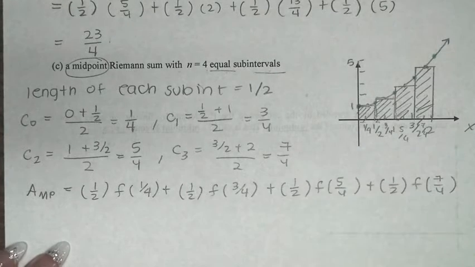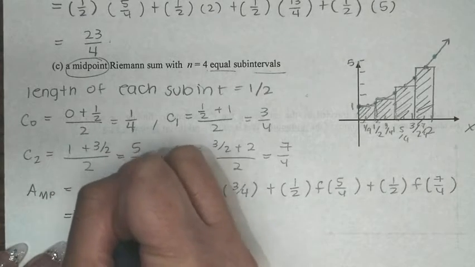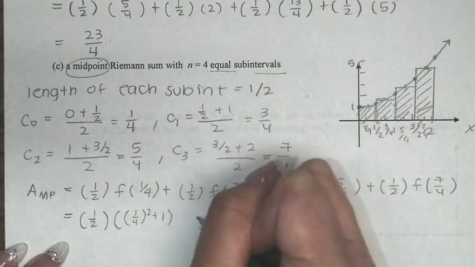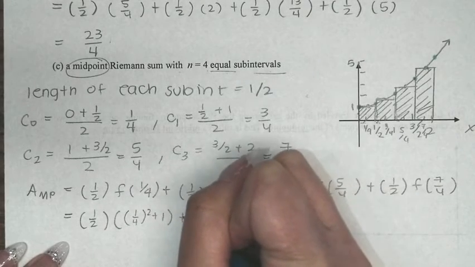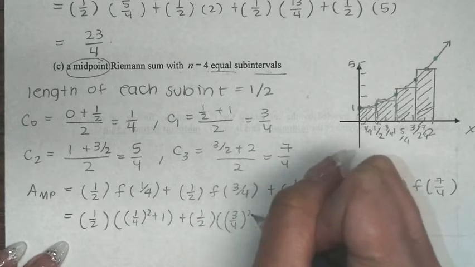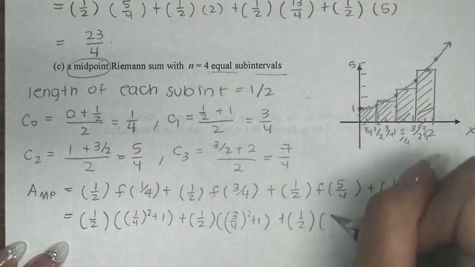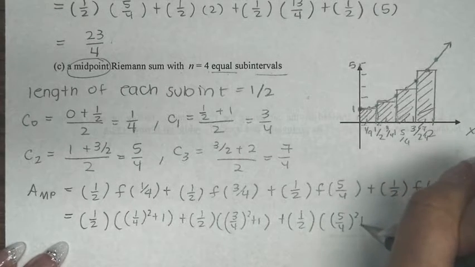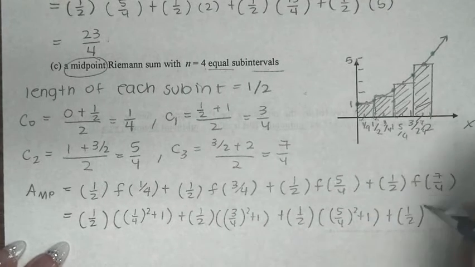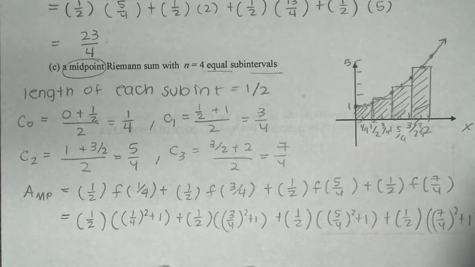Okay? So as you can see, I'm going to plug this one in my equation. Let me show you what I'm going to plug so you know what I'm doing. (1/4) square plus 1. Okay, that's what I'm plugging. Plus 1/2, and then you're going to have (3/4) square plus 1. Close it. Plus 1/2 times (5/4) square plus 1. Close it. Plus 1/2 times (7/4) square plus 1, and close it.